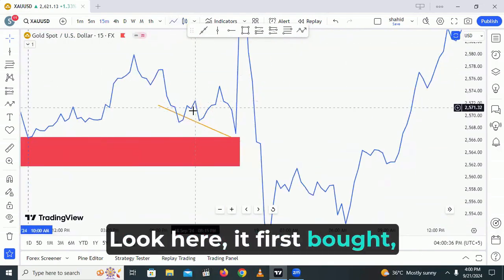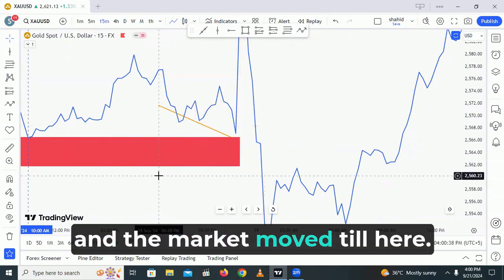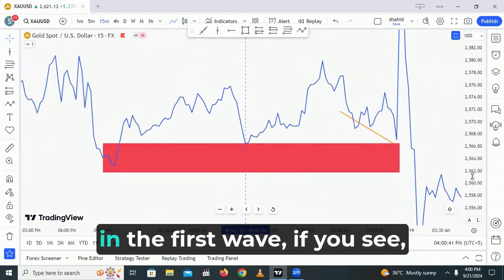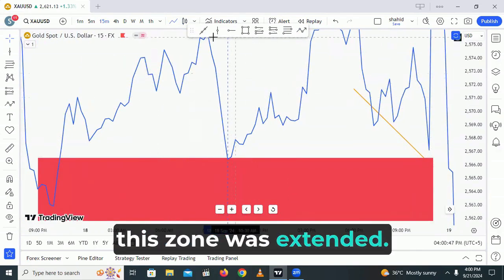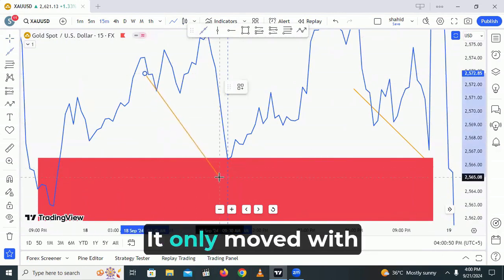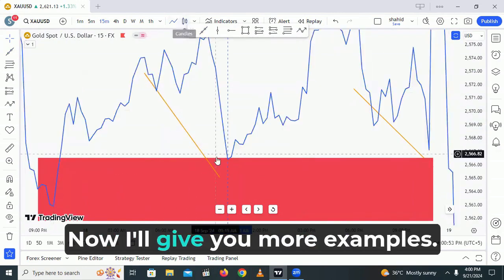Look here, if you put it on 15 minutes, you will see the clear pattern. It first bought, then sold, and the market moved till here. The zone that was here in the first wave, on 15 minutes, this zone was extended. But the market didn't come here. It only moved with H1 and then went. Now I'll give you more examples.